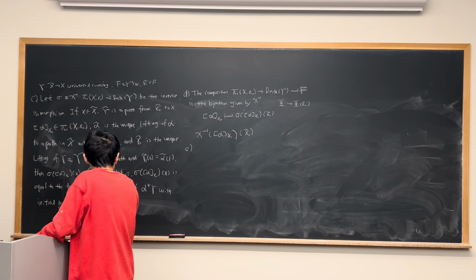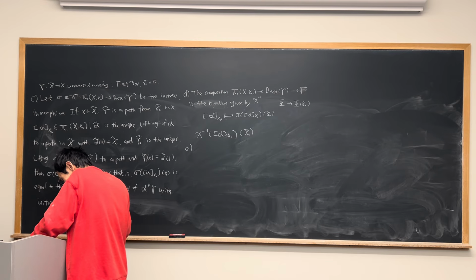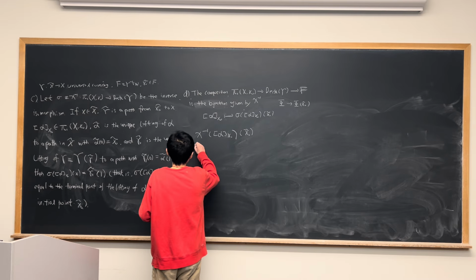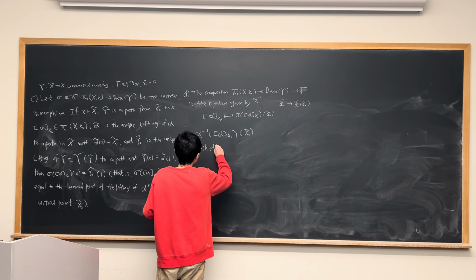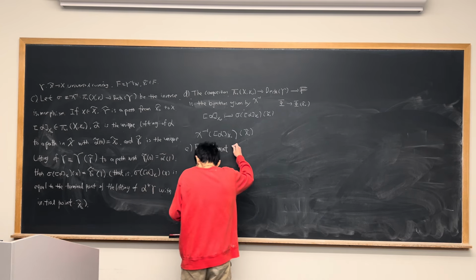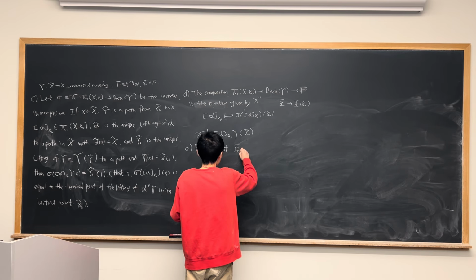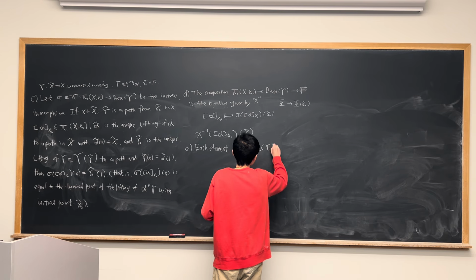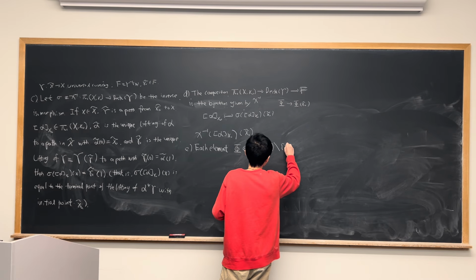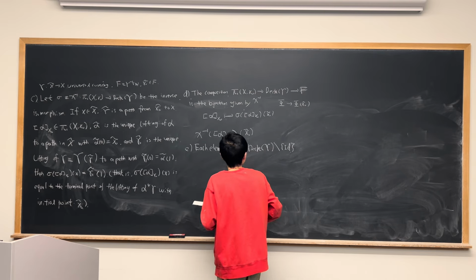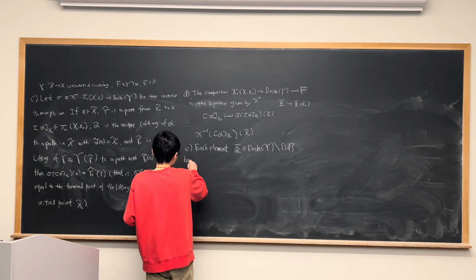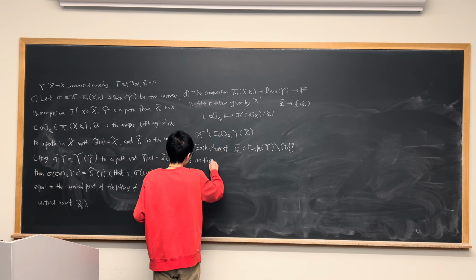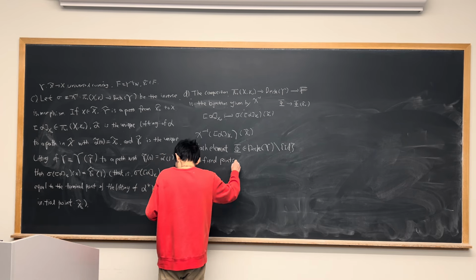Okay, so now let's see the last part. Okay, last part, so part E. Part E says each element phi in this deck gamma, take away the identity, has no fixed point.